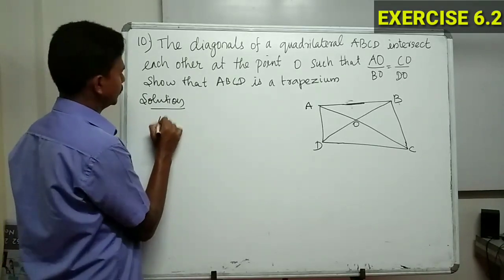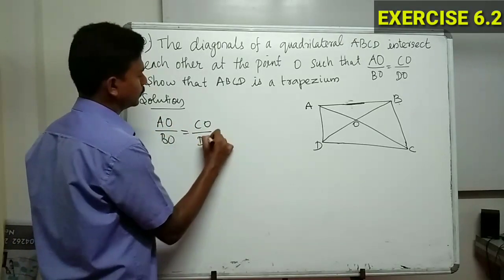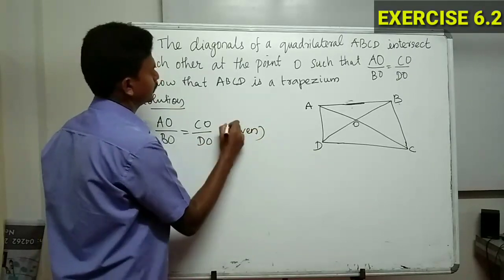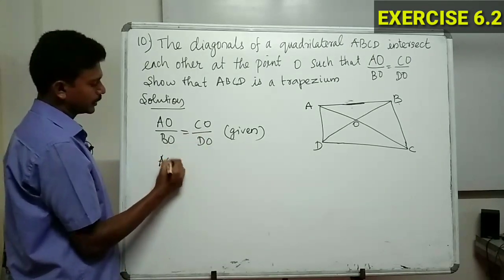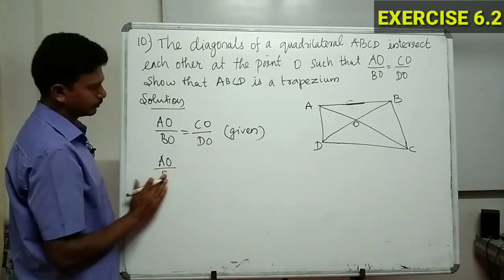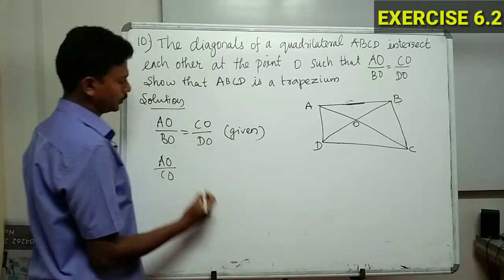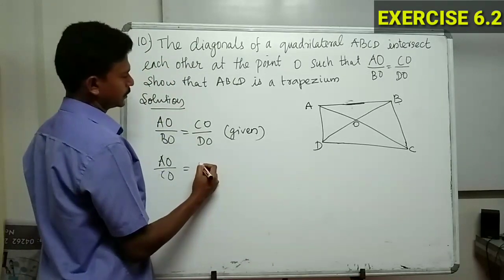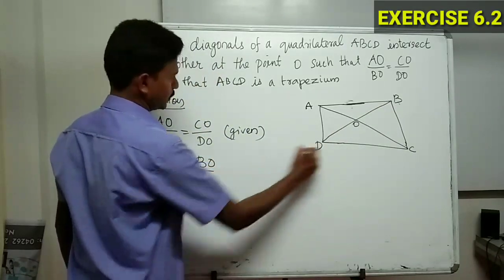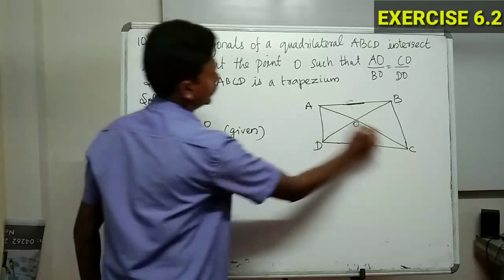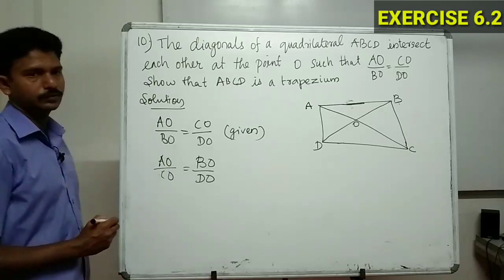So here AO by BO is equal to CO by DO. It is given, but in the last question we did it like this: CO should be brought here, BO will go there. So instead of BO we can write AO by CO. Then only we get in a straight line AO by CO is equal to BO by DO. So like that we have to take it in this manner. Now we got it. After that we have to do the construction.